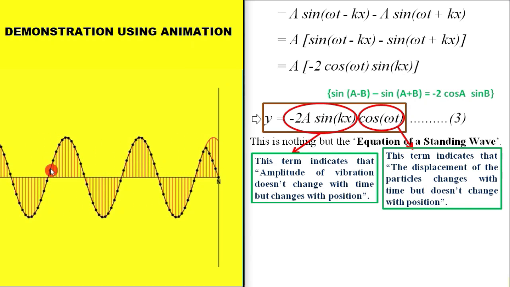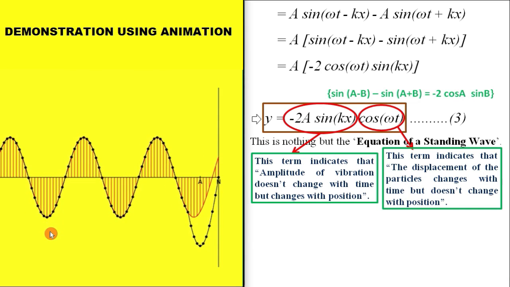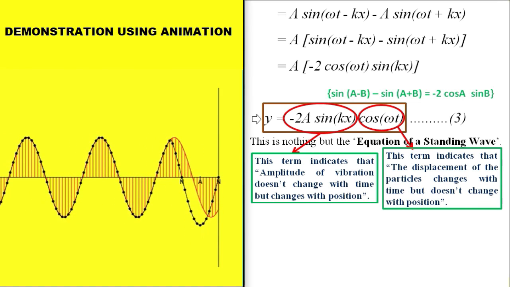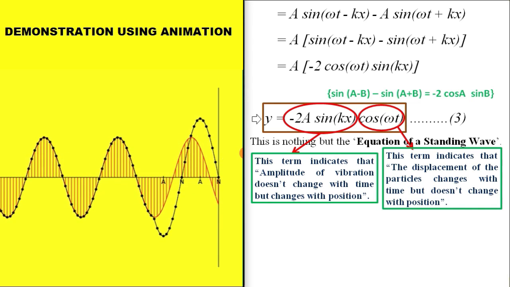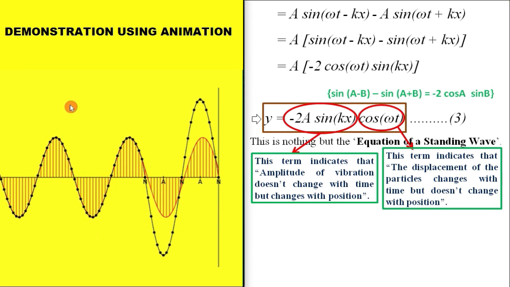I am just moving my cursor with the point. See, this particle is moving in oscillation. And if you see another particle, that particle is also moving with oscillation. It means each and every particle on this wave is moving with oscillation. But at a particular time, all the particles are not in the same position; their positions are changing. Is it clear? Exactly the same thing is happening with the reflected wave.